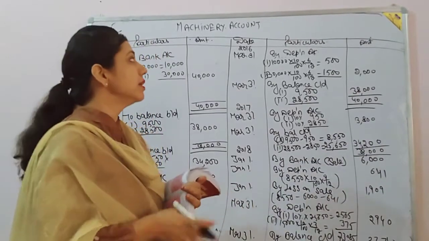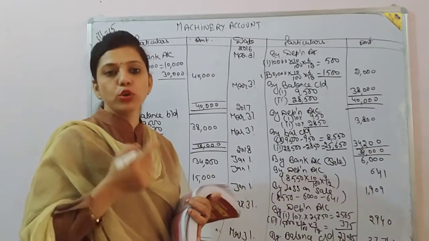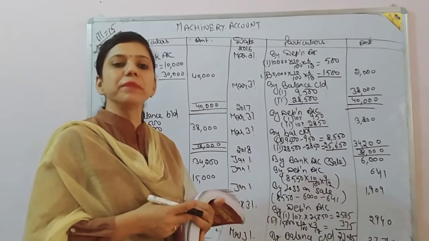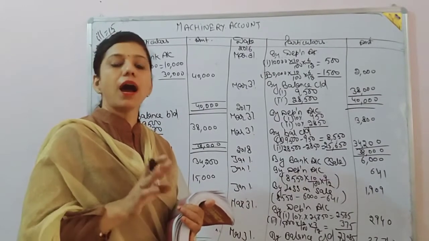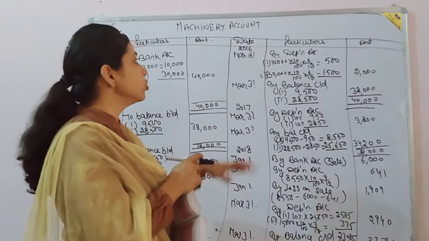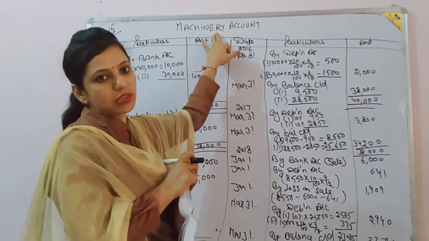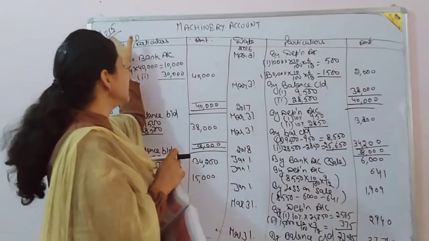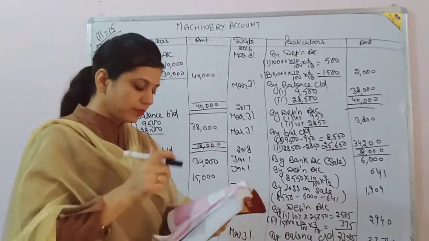Yes students, now we will discuss one more question related to the diminishing balance method. After this method, your chapter will be over. So, next question, or last question of the diminishing method, illustration number 15.